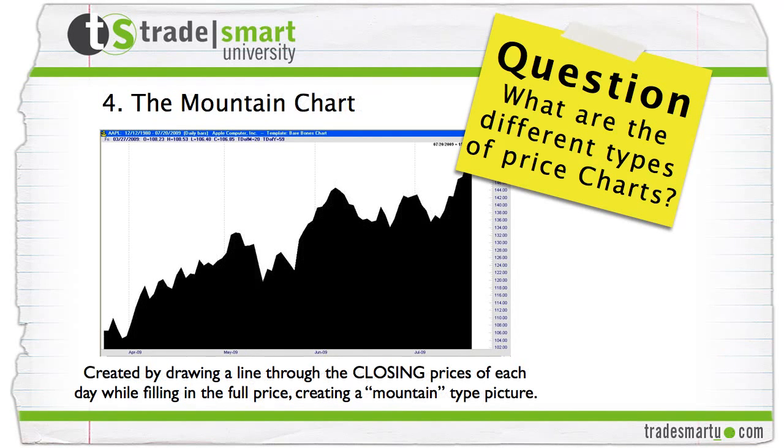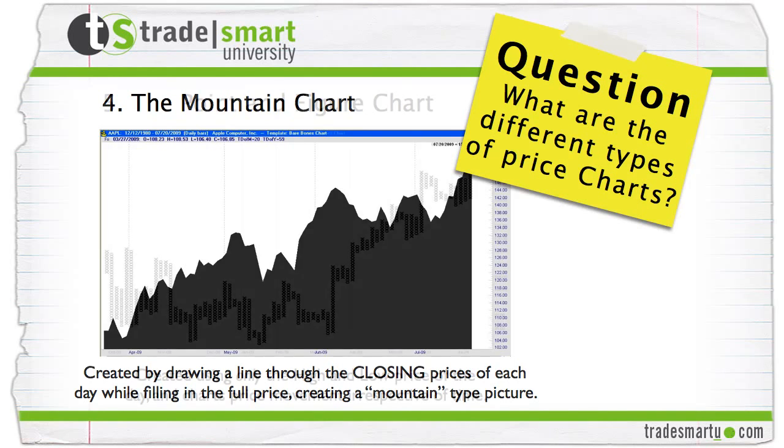The next chart that we're going to look at is the mountain chart. The mountain chart may look a lot like the line chart to you, and that's because basically the mountain chart is a line chart. It is drawn by connecting the closing price of each day to each other and thus creating a line. However, the difference in the mountain chart and the line chart is every price that the stock has traded in the past is filled in. So you have a mountain type object, like you see right here, that fills in the gap. And that's where we get the term the mountain chart.